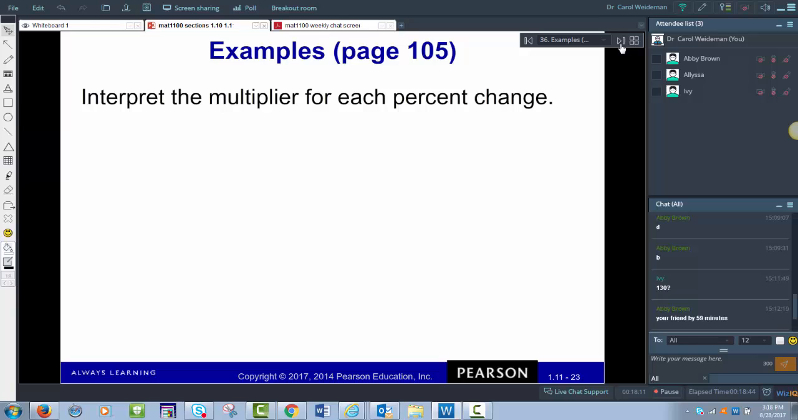So let's try some examples. Interpret the multiplier for each percent change. So what kind of percent change do we see if we're using a multiplier of 1.37? So this is kind of going the other way. Now be careful, we started at 100, so we actually ignore the 1. So how much is the increase? It's actually, Abby, just the 37%.